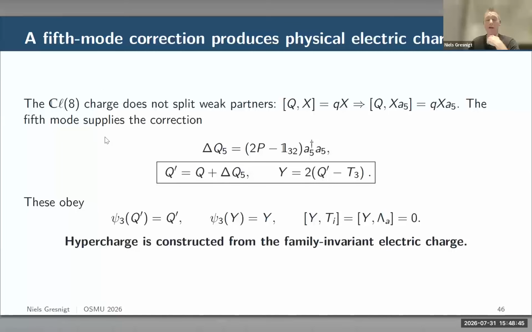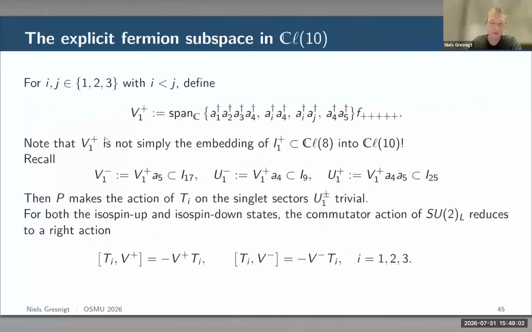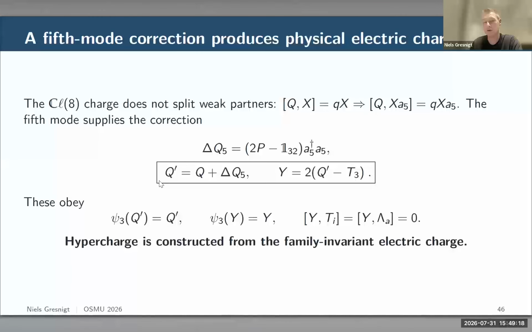Now we need to be a little bit careful with the electric charge generator, because the one that we used before for CL8 is not going to work in CL10. And that is because it does not distinguish between the weak partners, because the 2 weak partners are related just by right multiplication by this A5. And so since the electric charge generator only lived in CL8, it's going to be blind to this A5. And so it's going to give the states in the isospin up and the isospin down sectors the same electric charges, which we don't want.